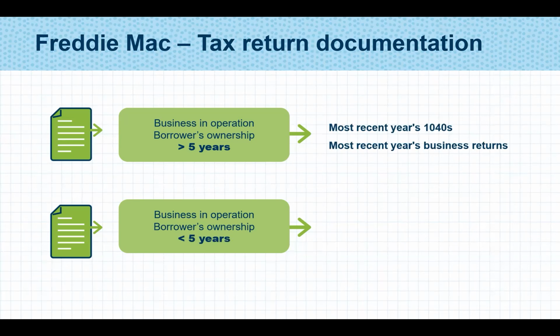If the business has been in operation or the borrower has had ownership for less than 5 years, then we would be tasked with the review of 2 years of both personal and business returns. Let's take a look at a scenario regarding this concept.